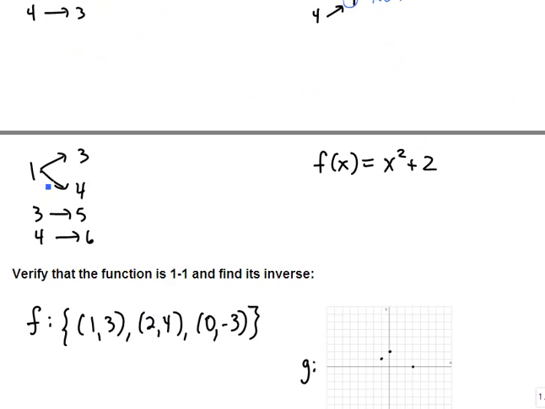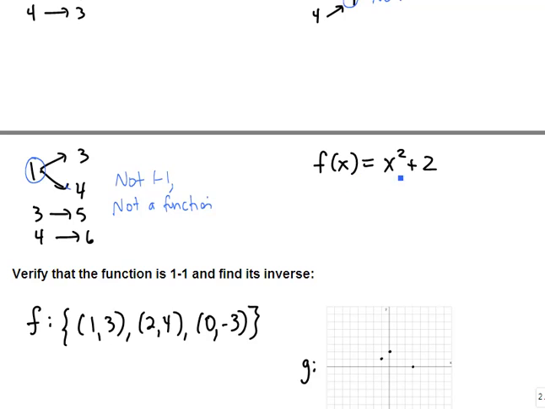Okay, what about the next one here? Here you can see that 1 got used twice. And so not only is this not 1-to-1, it's also not a function. To be a function, each x value can only get used once. So this isn't even a function, therefore it can't even be 1-to-1.